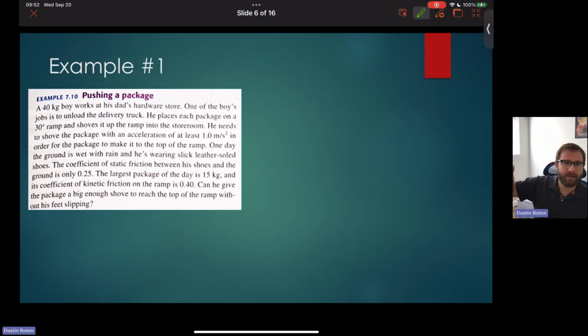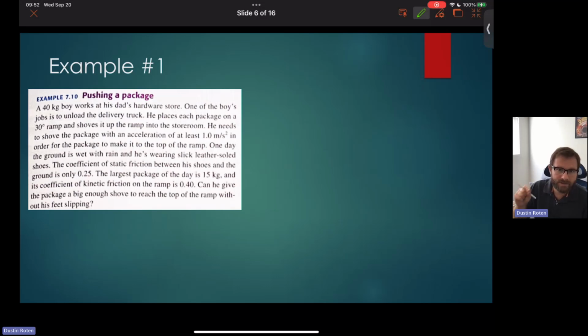He needs to shove the package with an acceleration of at least 1 meter per second squared in order for the package to make it to the top of the ramp. One day the ground is wet with rain and he's wearing slick leather-soled shoes. The coefficient of static friction, okay, so he's not moving. The coefficient of static friction between his shoes and the ground is only 0.25.